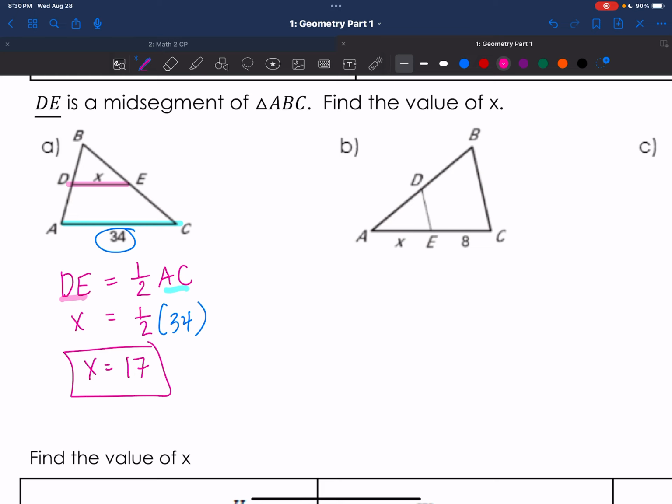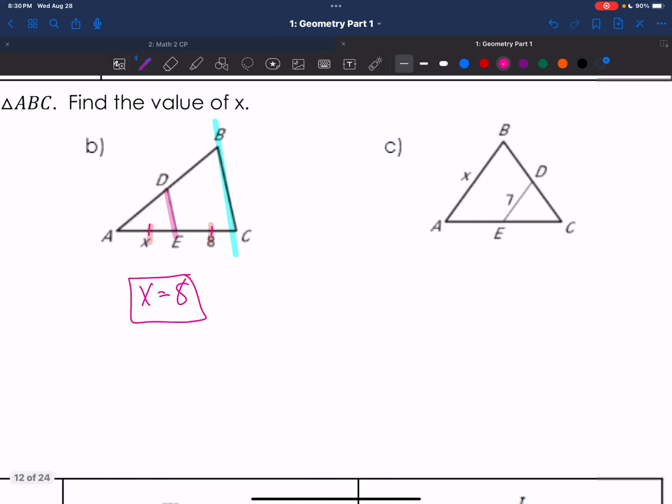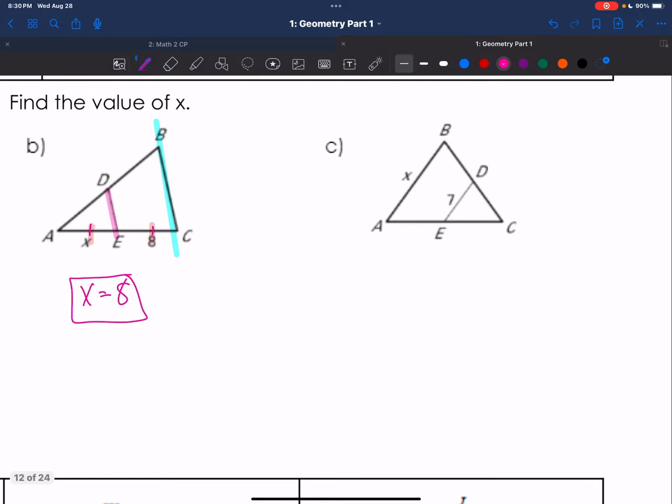All right, for this, it's the same thing. They just rotated the triangle on you. But it's almost too easy. If you have a parallel line here, and you have a parallel line here, then that means this side is equal to that side. So x equals 8, because these should both be the same side. I'm going to have you try that one on your own, so make sure you try that one.